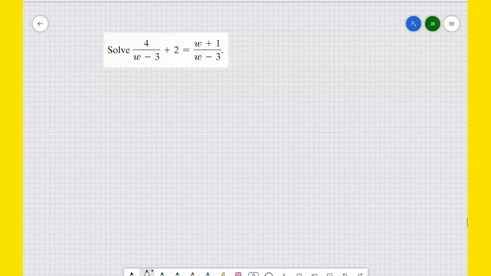Okay, I'm taking the same approach. I'm trying to get anything that's on the bottom off the bottom. So right now I have a w minus 3 on the bottom. How do I get w minus 3 off the bottom? By multiplying this term by w minus 3. I probably need to spread this out more so you can see more of what's really happening. Let me spread it out.